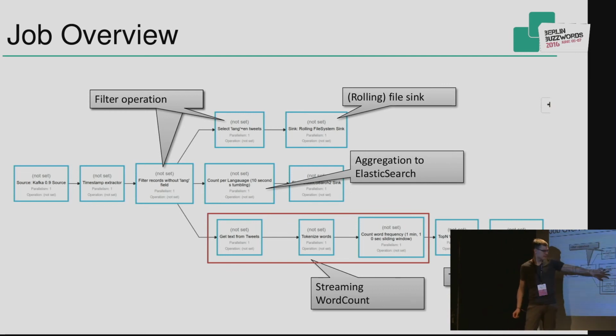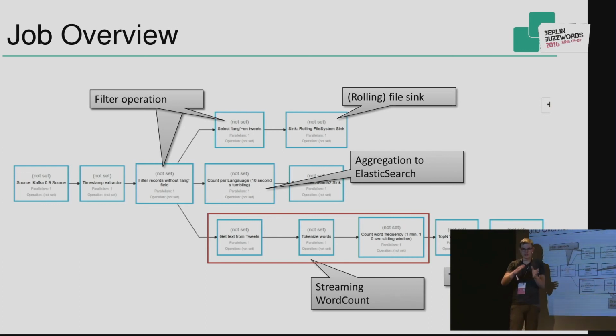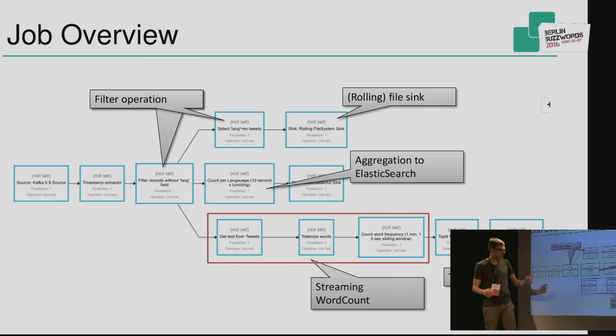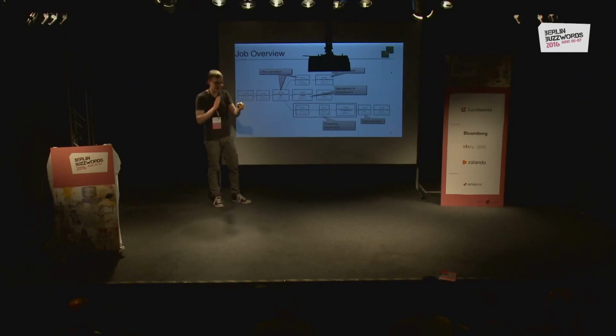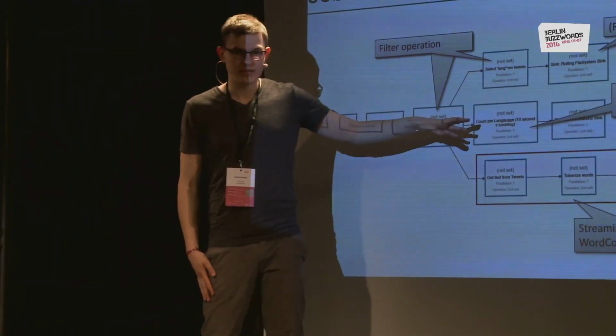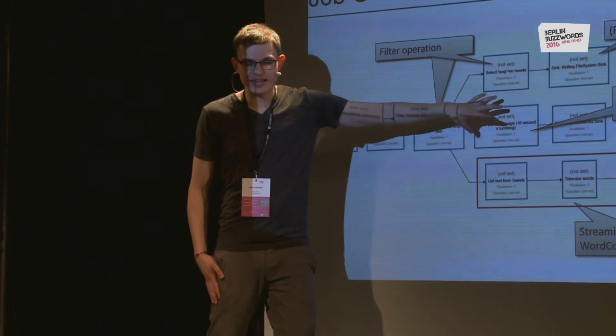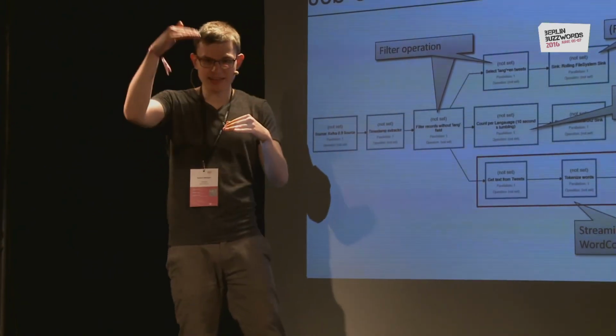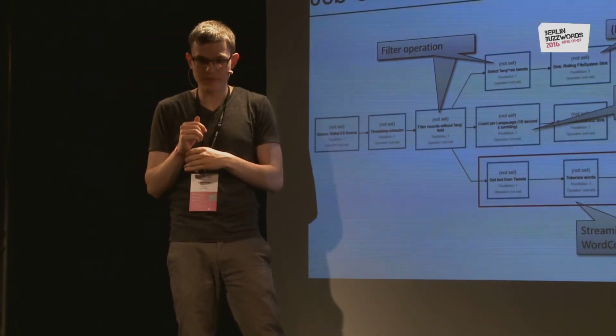So for example, this tumbling per language count window, which is doing a window per 10 seconds, is using this timestamp field for determining the 10 seconds. It just looks at this field and then puts it to the right window. So it can happen that we have multiple windows open, because events are arriving out of order, so we have to start different windows in parallel.